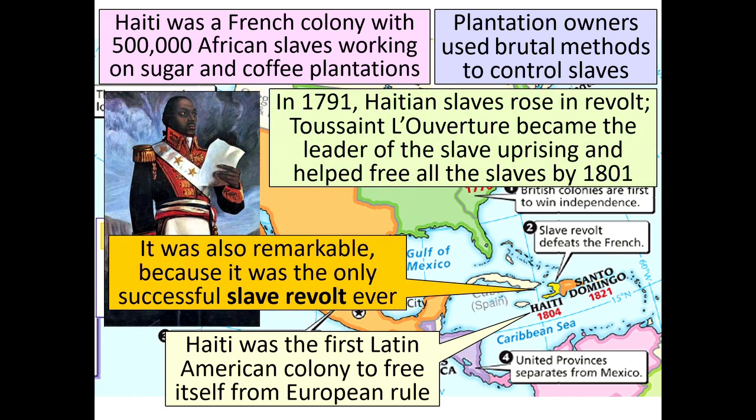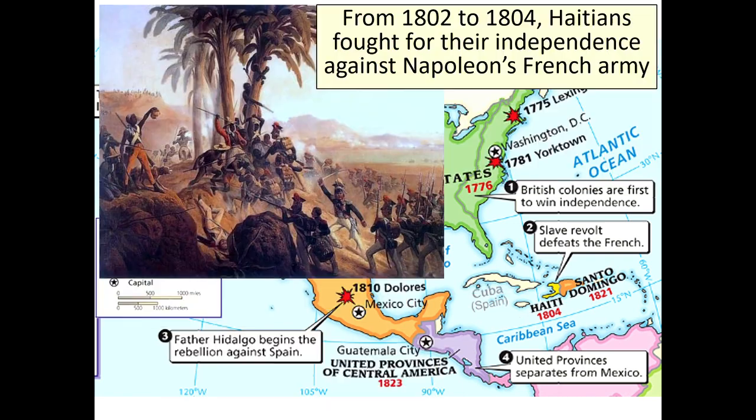In 1791, Haitian slaves rose in revolt. Toussaint Louverture became the leader of the slave uprising and helped free all the slaves by 1801. And this was a remarkable achievement because it was the only successful slave revolt ever in all of history.